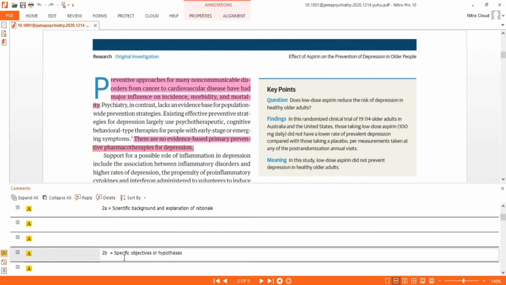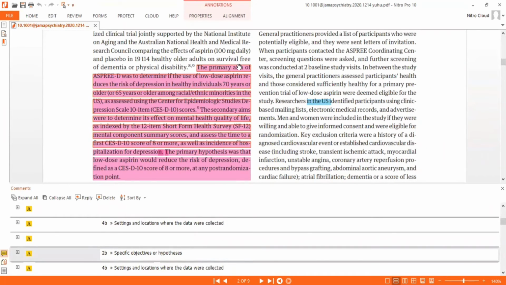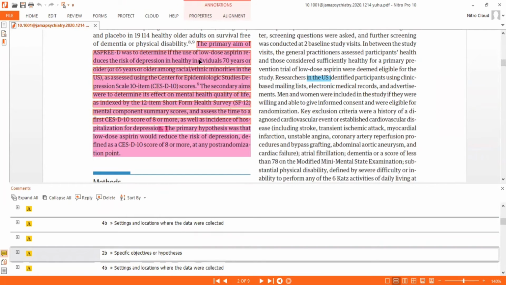Next, point 2B, specific objective or hypothesis. There are no evidence-based primary preventive pharmacotherapies for depression. Also, the primary aim of ASPREE-D was to determine if the use of low-dose aspirin reduced the risk of depression in healthy individuals 70 years or older, or 65 years or older among racial or ethnic minorities in the US, as assessed using the Center for Epidemiologic Studies Depression Scale 10-item scores.